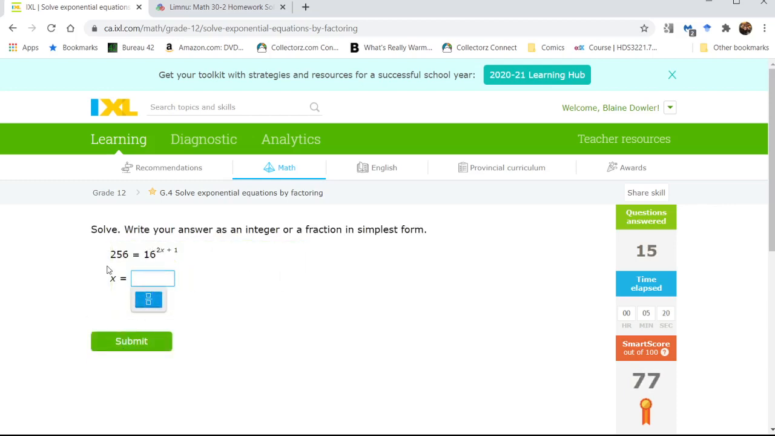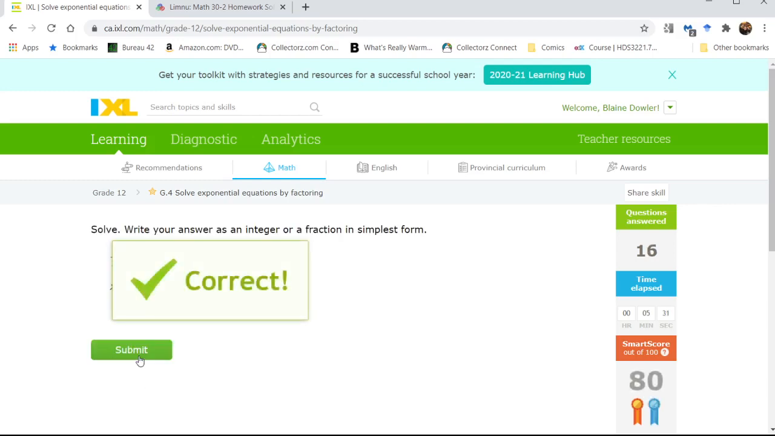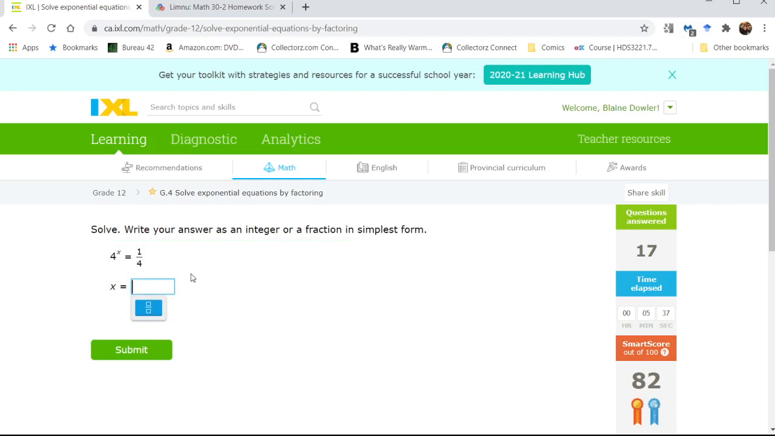Here, 16 squared is 256. So this entire exponent has to be 2. 2x must be 1, so x must be 1/2. Again, reciprocation is at negative 1. Reciprocation means an exponent of negative 1.